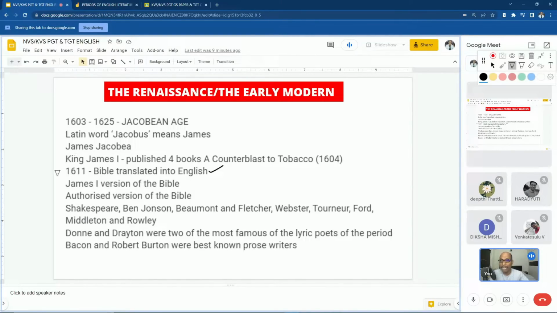It is 1611. Though it is not part of your syllabus, these kinds of questions are very, very important. So King James I translated the Bible into English, and it is also known as the Authorized Version of the Bible. Why did he have to translate it?